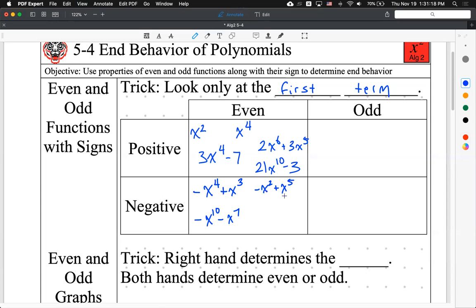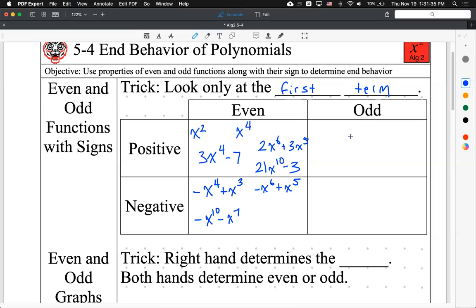Because it's not in standard form. Standard form would be this is the first term. Oh wait, never mind. Can I redo it? Yeah. All right, negative x to the 6th plus x to the 5th. There it is. Nice. Well, let's go around the room.